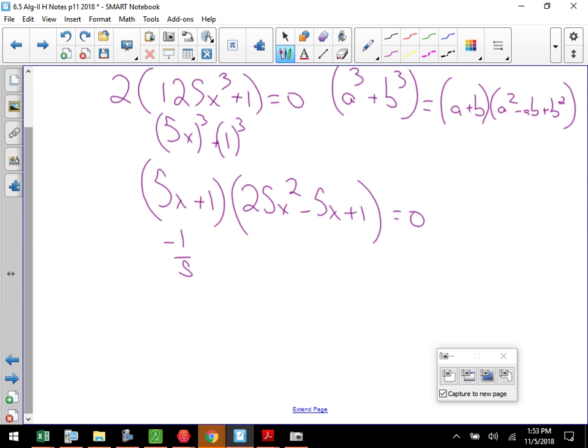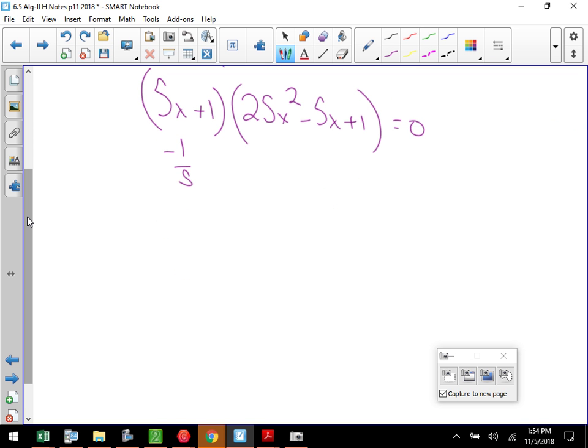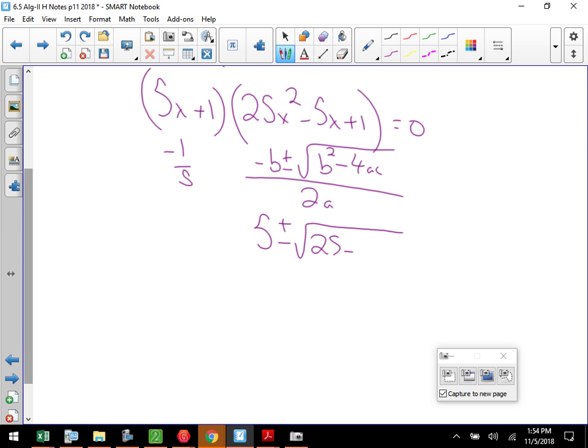Trinomial, can't factor it, quadratic. Quadratic formula. X equals -b plus or minus square root b squared minus 4ac all over 2a. So we fill in the blanks. What is the opposite of -5? 5. What's 5 squared? So we start piecing it all together.